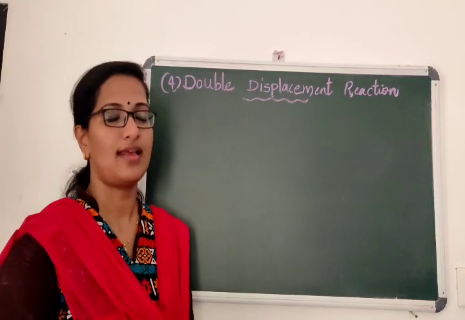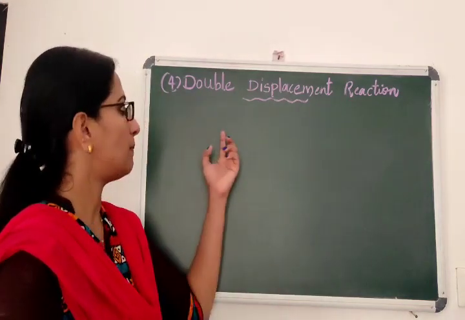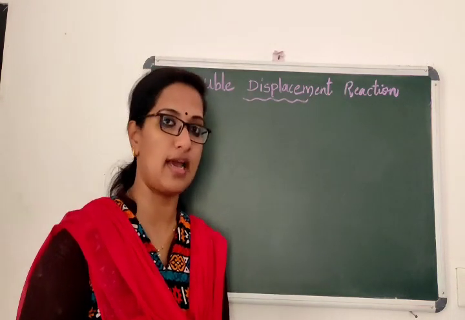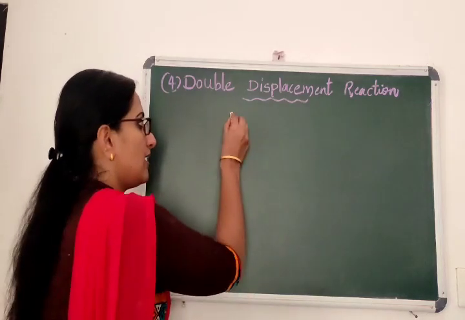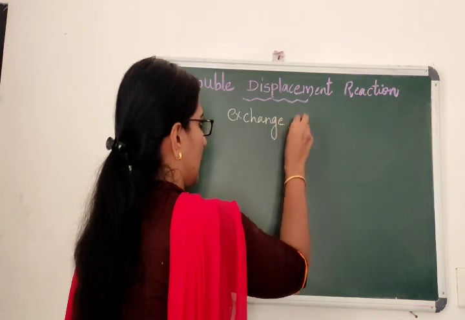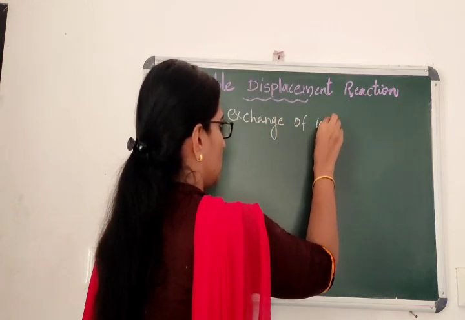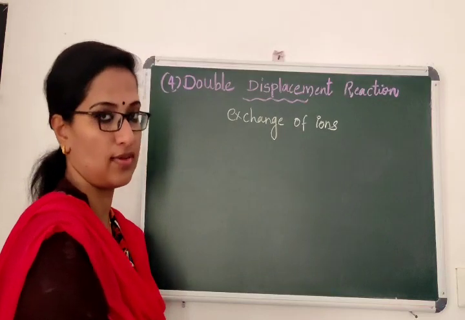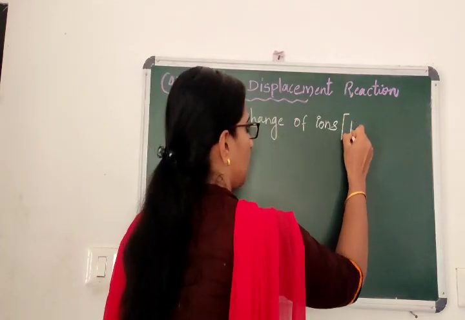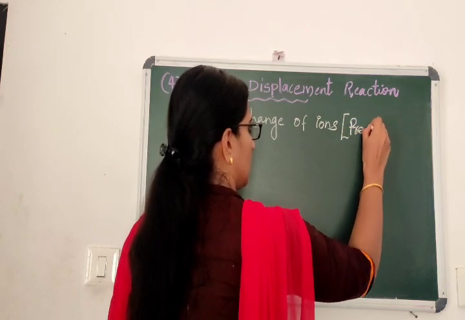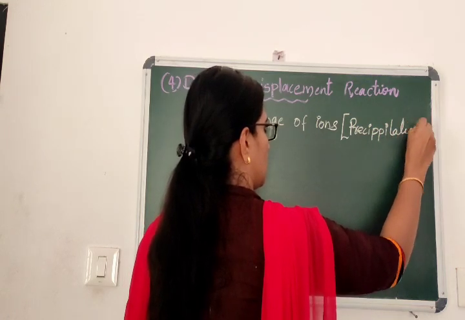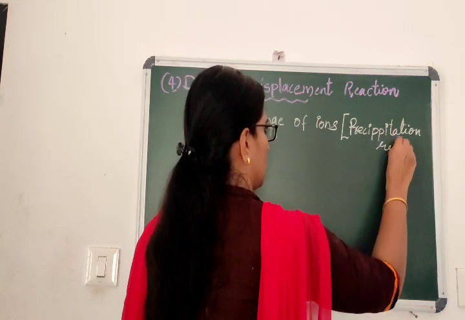Okay students, the next type of reaction is the double displacement reaction. So double displacement reaction is the type of reaction in which the exchange of two ions takes place. Exchange of ions takes place during the reaction. So this double displacement reaction is also known as precipitation reaction.